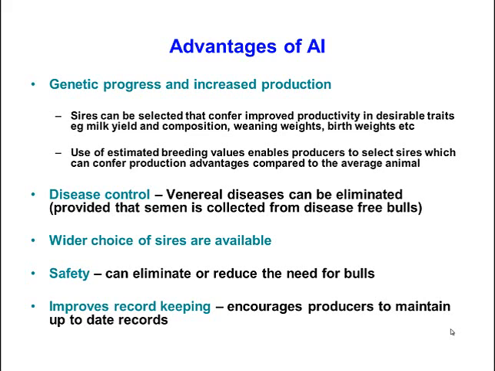Artificial insemination also helps with preventing the spread of venereal diseases, provided that the semen is free of venereal diseases. It gives farmers a wider choice of sires than what would normally be available on farm, and so they can choose sires from all over the world or sires from interstate or at considerable distances from their properties. There's some safety advantages in that it can reduce or even eliminate the need for bulls on farms. It can also improve record keeping, and this has an overall benefit to farm management.